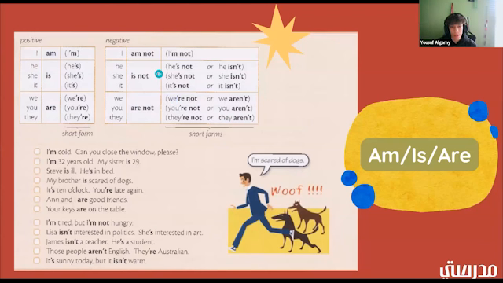Now what we're going to do is the same thing, except this time, let's try to use the negatives. So instead of I am or I'm, you'd say I am not or I'm not. Does anyone have any examples of that?